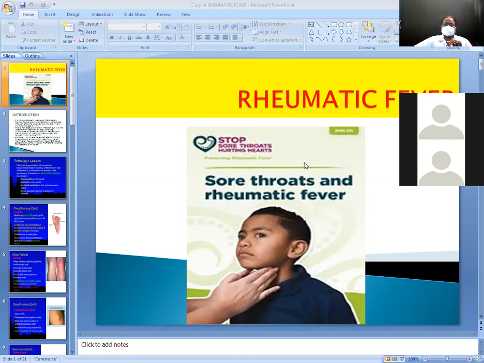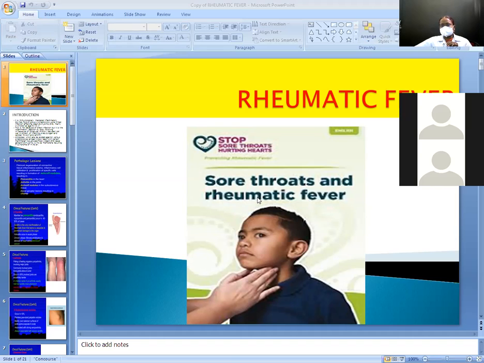After the attack of sore throat, after some incubation period or interval, your body produces an immunologically mediated inflammatory reaction, and that results in the syndrome of rheumatic fever. So there is a close relationship of sore throat and rheumatic fever. Rheumatic fever usually follows the attack of sore throat, but it is not because of bacterial infection. It is the immunologically mediated inflammatory response of your body.